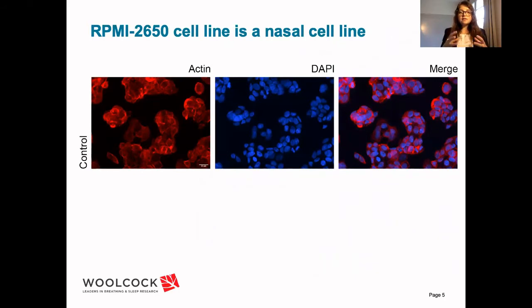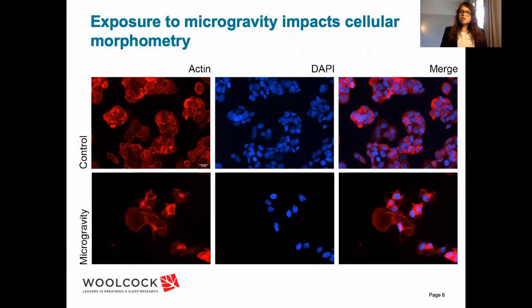They're quite aggregated and quite bunched up. When we subjected these cells to microgravity for just 24 hours, and we fixed them and stained them with the same stains, what we found was that not only were there fewer cells, which is not a story I want to talk about today, but we have definitely looked into this, and that's another story. Today I want to talk specifically about the shape of the cells.